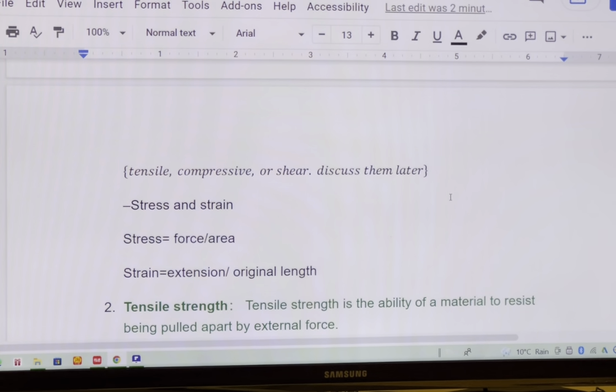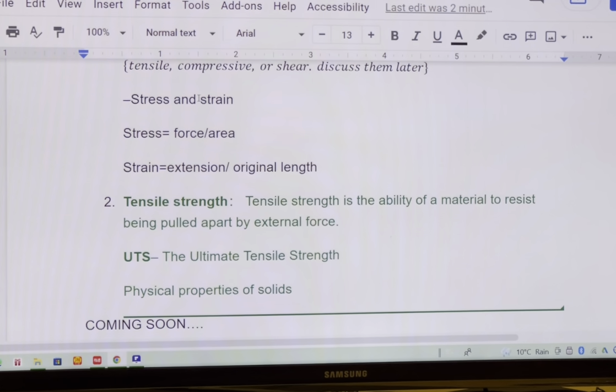Stress and strain. You should know stress and strain. Stress equals force divided by area. This is often asked if you write your certificate examination. Strain, remember, means extension divided by the original length.